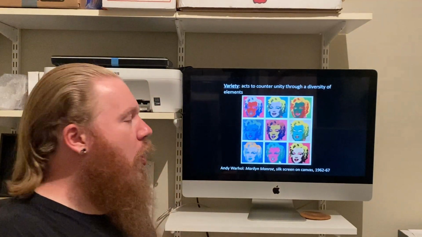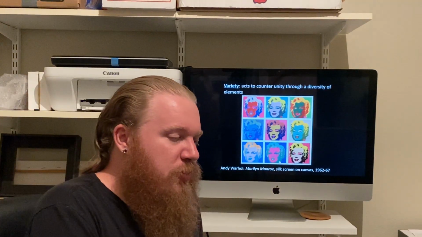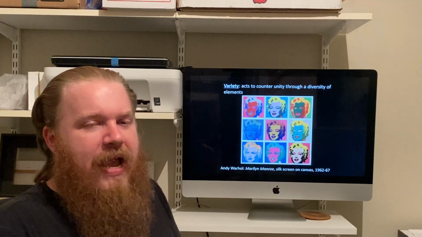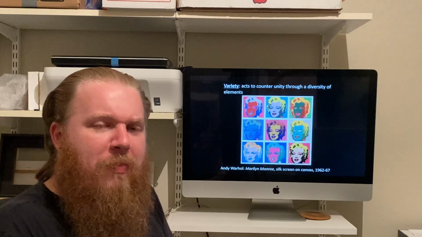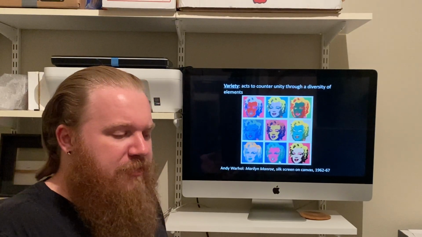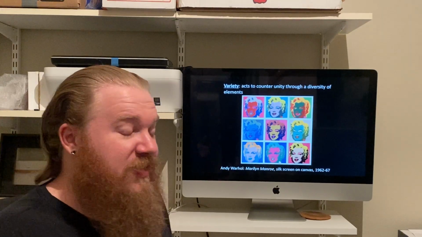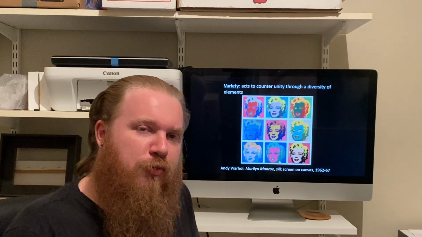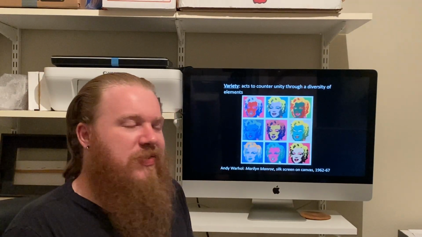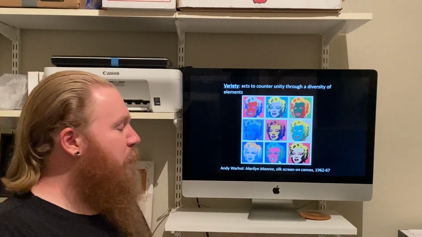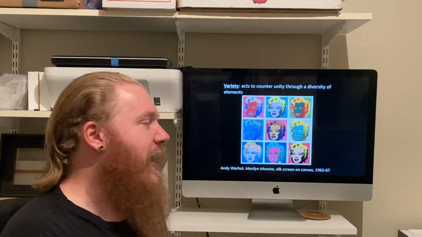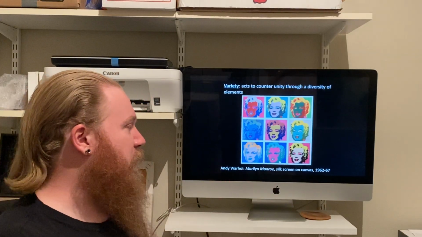Now, most artworks, however, are also going to utilize variety, and so they're going to utilize both of these things at once. And a good balance of the two, unity and variety, is what makes for a successful artwork. So variety acts to counter unity through diversity of elements. And so here we can see a nice, straightforward example that shows a great deal of unity and variety. And this would be Andy Warhol's Marilyn Monroe.